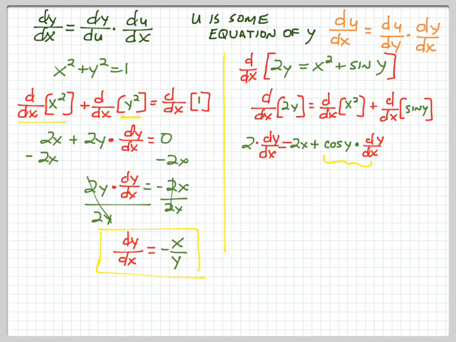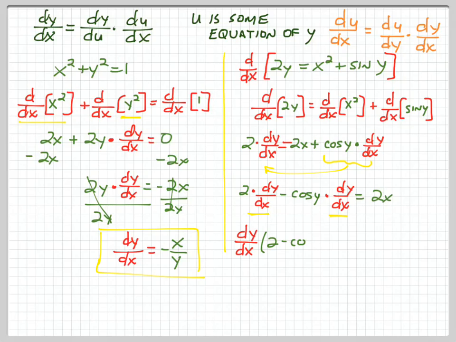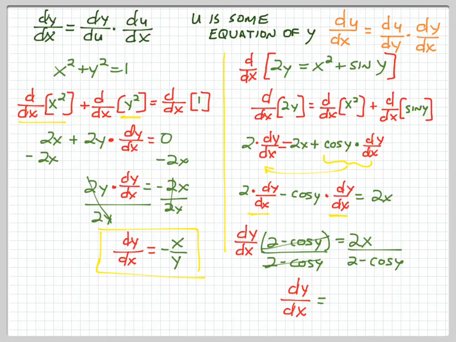Alright, so we want to get our dy and dx on the same side, so we're going to move that over to the left, and we get 2 times dy over dx minus cosine y dy over dx, and that equals 2x. We can see both of these things are multiplied by dy over dx, so we're going to factor those out. And we get dy over dx times 2 minus cosine y equals 2x. Getting dy over dx by itself, we divide both sides by 2 minus cosine y. And of course we are left with dy over dx equaling 2x over 2 minus cosine y.